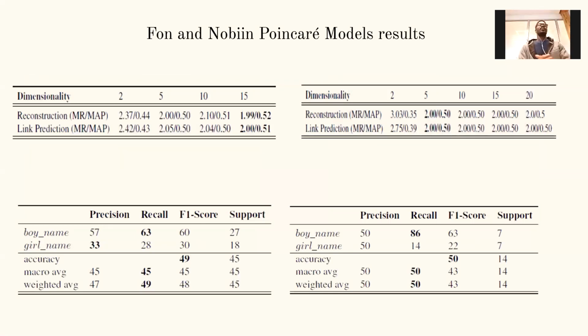As I was saying, here we have the reconstruction, the mean rank, and the mean average precision. The mean rank, the lower it is, the better the model is. I made a mistake earlier, sorry. And MAP, mean average precision, the higher it is, the better. For Fon, we can see that the bigger the dimension, the better the model gets in its capacity to reconstruct itself from the observed data and to perform. It is the same for Nobiin, although we already achieved the highest result with a dimension of 5.